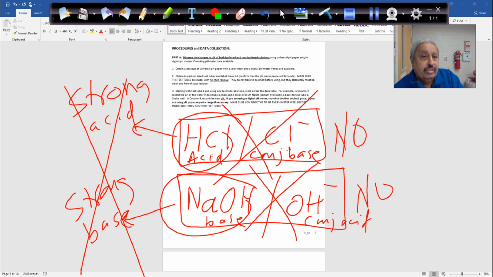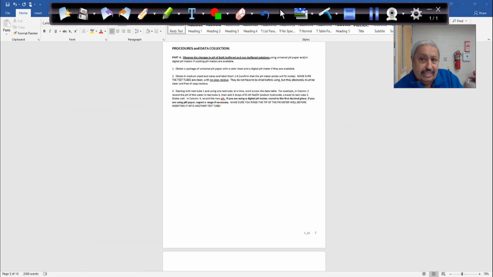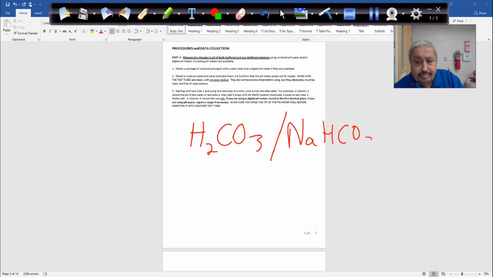So how do we do this in the lab? The question is not part of the lab, but I want you to be interested in how you make a buffer. Well, it's very easy, correct? If you have hydrofluoric acid, for example, or carbonic acid, just as an example here. This is carbonic acid. You'll add sodium hydrogen carbonate to it.